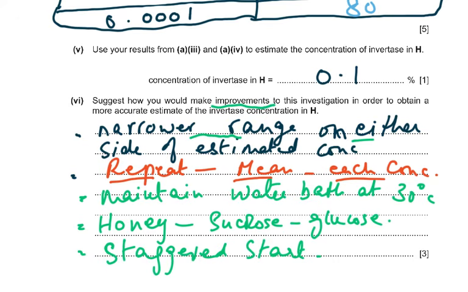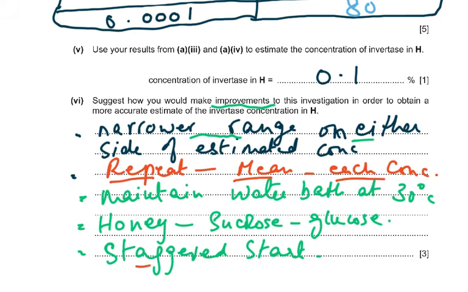Then you needed to maintain the water bath at 30. We took them out of the water bath. I think we needed to maintain them at 30. Then the fact that honey, though we are trying to calculate the invertase in it, could contain either sucrose or glucose of its own, because honey is usually sweet.